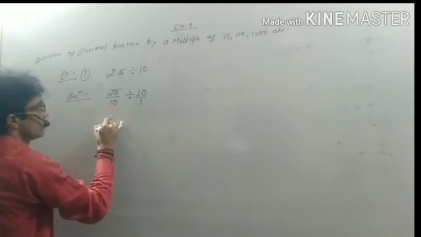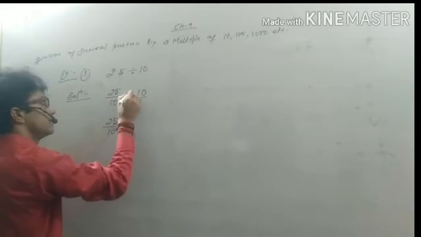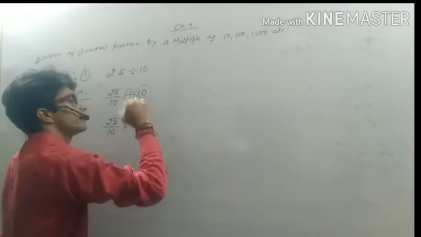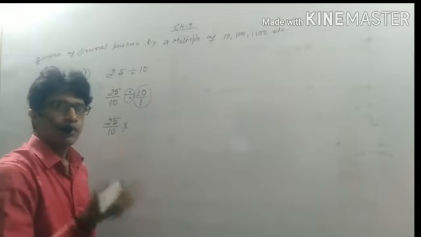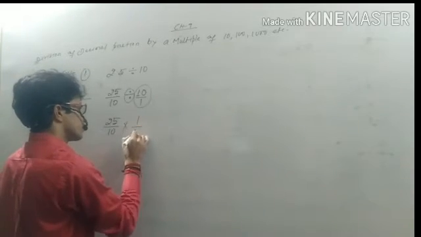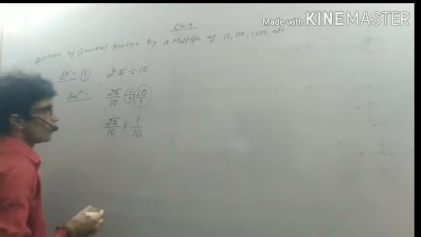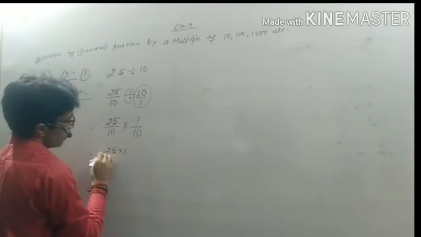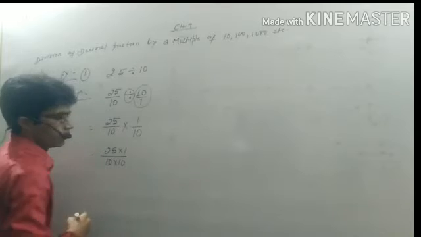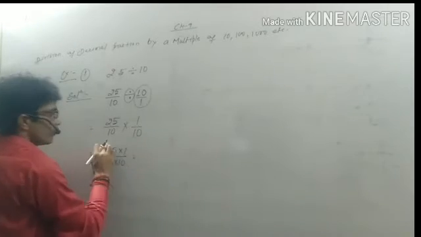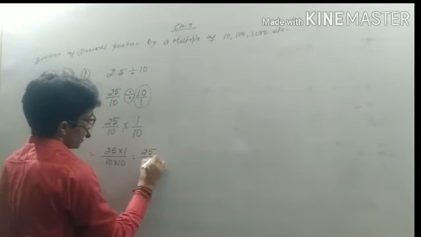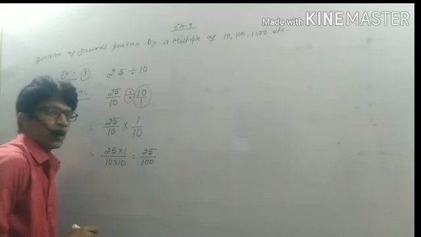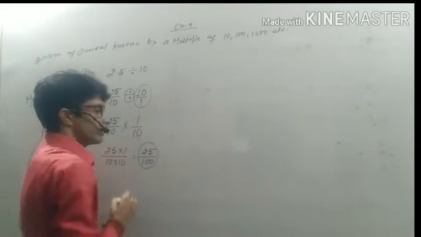So now write 25 by 10 and change the division sign into multiplication sign. So this part is reciprocal. The reciprocal of 10 is 1 by 10. Okay, is it clear? So now multiply 25 into 1 upon 10 into 10. 25 times 1 is 25 and 10 times 10 is 100, and this is a fractional number.